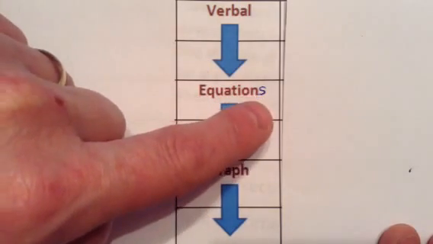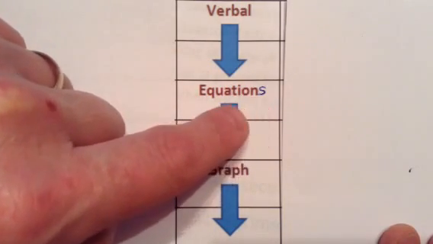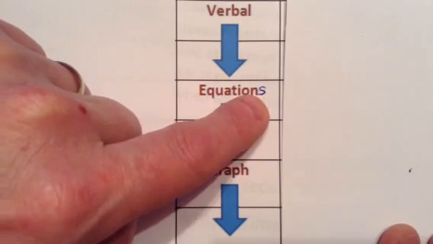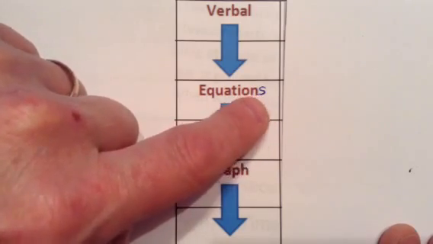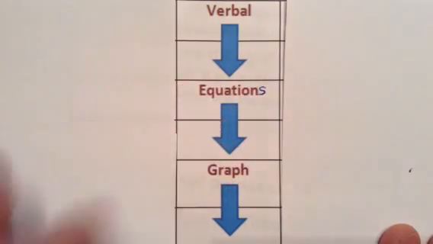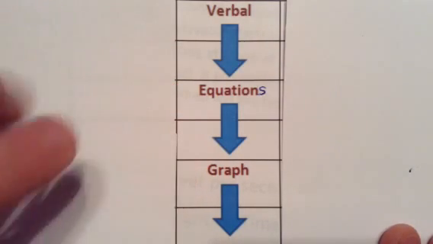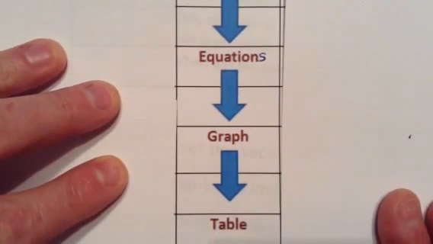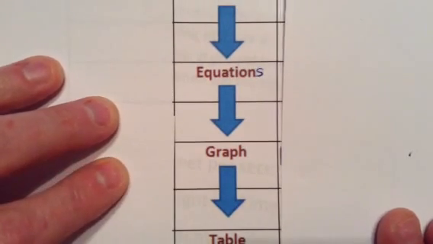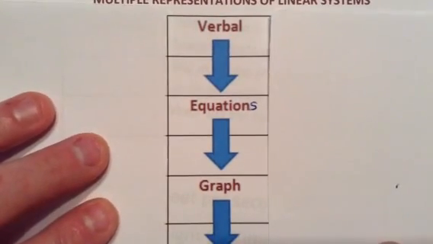And I accidentally left it off when I was typing it up. It's not one equation. We need two or more. We're going to focus on two equations, using the same variables. And once we get an equation, we'll be able to go to the graph. And then once we do our graph, we'll be able to go to a table.